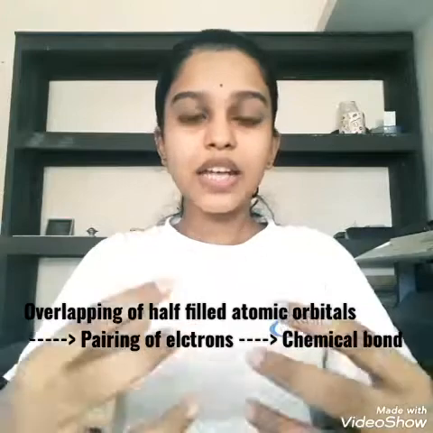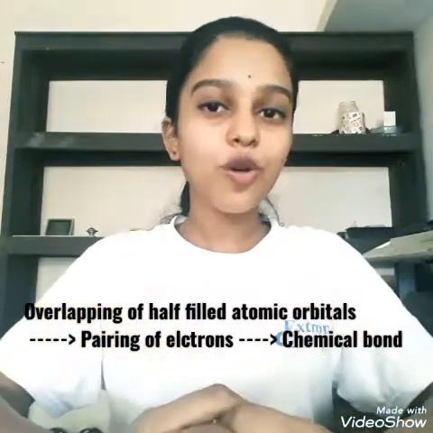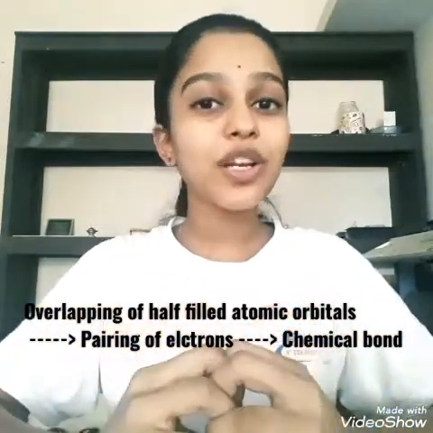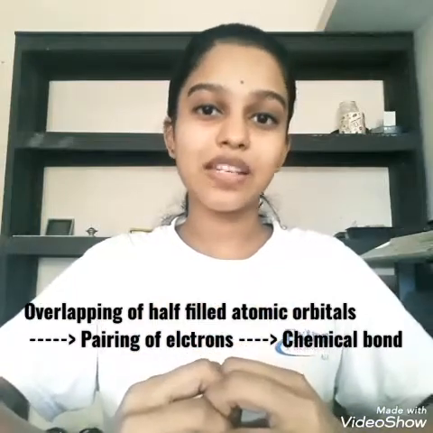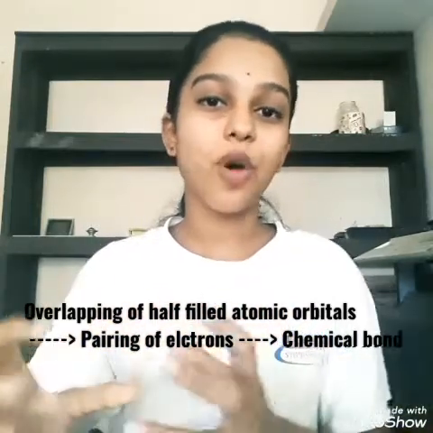We know that in an atom, the electrons are occupied in various atomic orbitals like s, p, d, and the f orbitals, right? According to valence bond theory, a chemical bond is formed by the overlapping of half-filled atomic orbitals of individual atoms. The overlapping of half-filled atomic orbitals will result in the pairing of electrons between these two atoms, and that will result in the formation of a chemical bond.